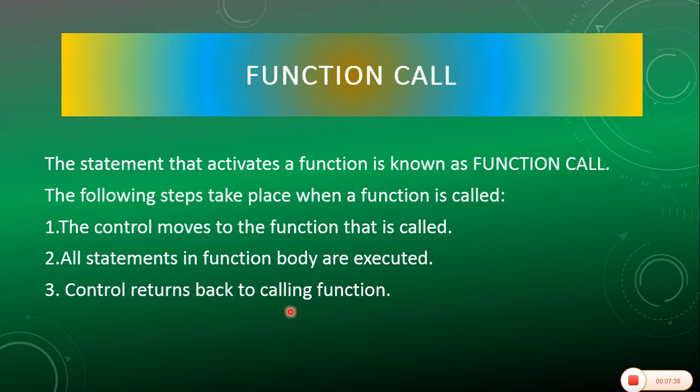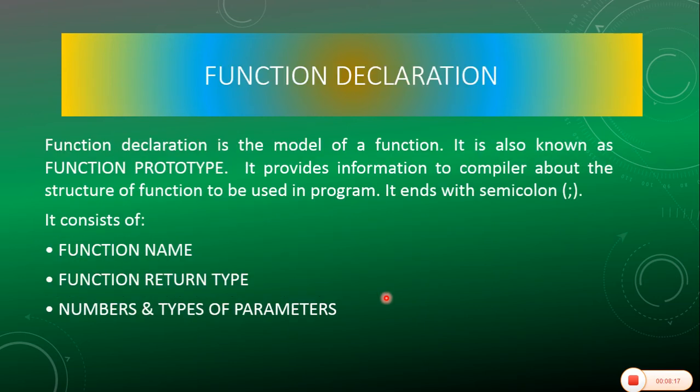First of all, function call. The statement that activates a function is known as a function call. The following steps take place when a function is called. The control moves to the function that is called, and all statements in the function body are executed. Control returns back to the calling function. It means that after execution of the statements inside the body of the function, the control is transferred back to the place where it was being called.